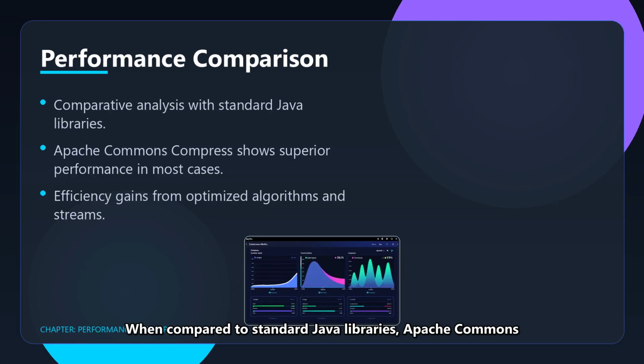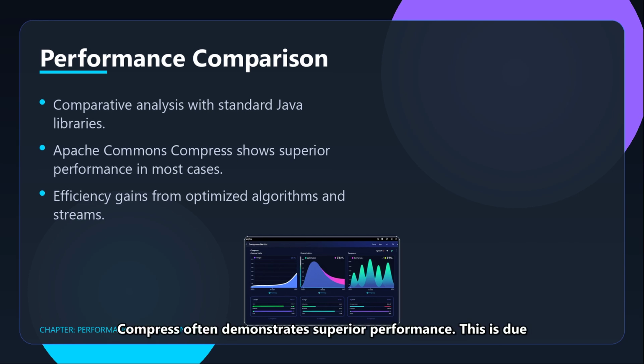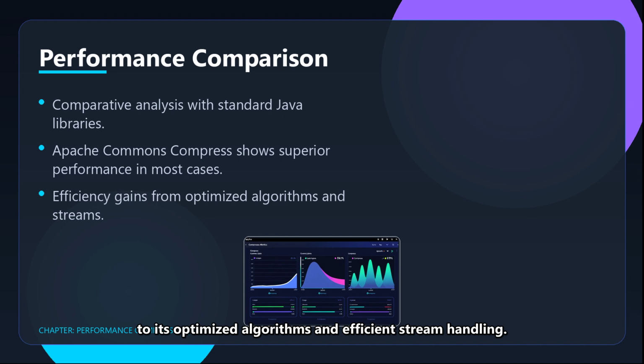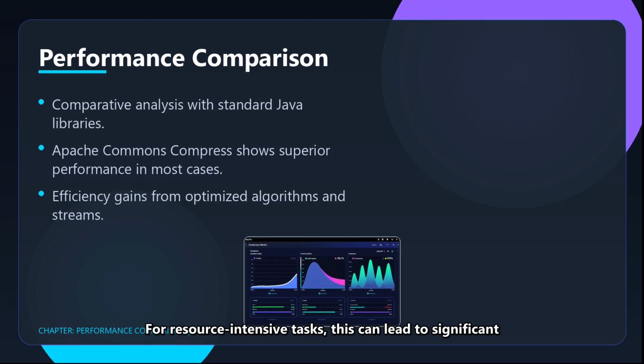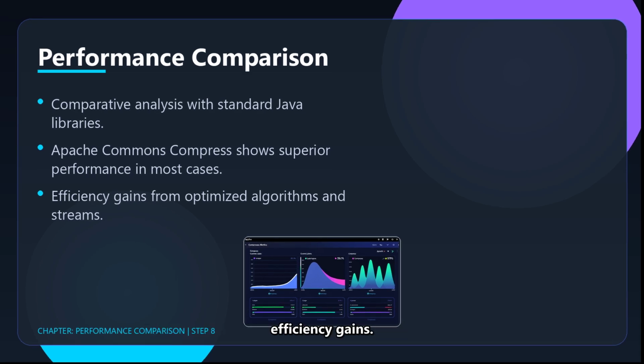When compared to standard Java libraries, Apache Commons Compress often demonstrates superior performance. This is due to its optimized algorithms and efficient stream handling. For resource-intensive tasks, this can lead to significant efficiency gains.